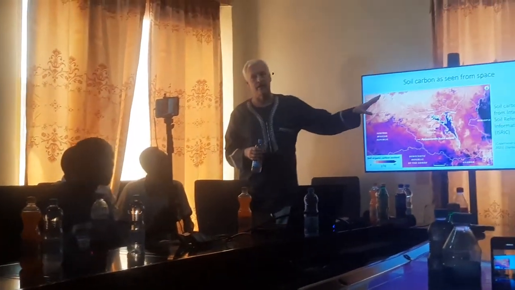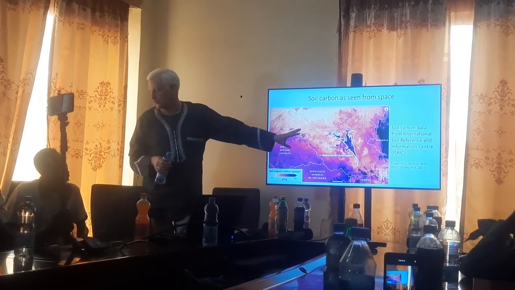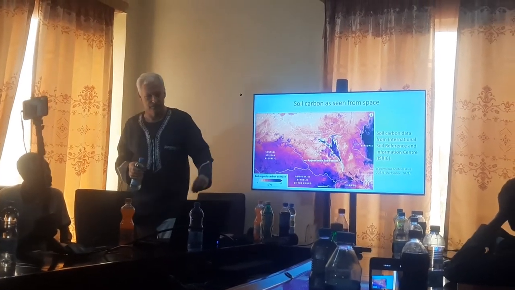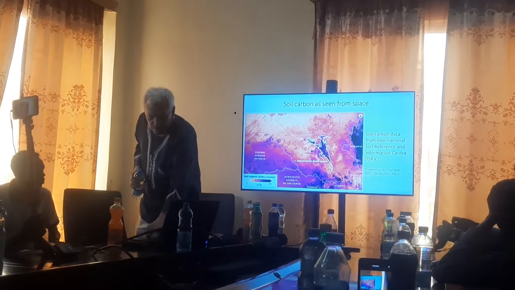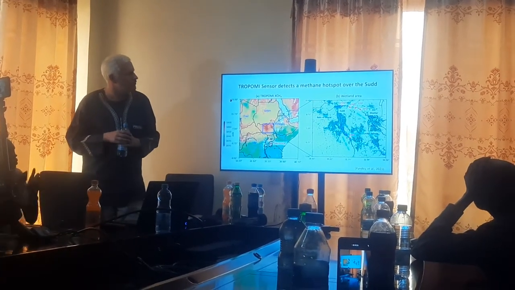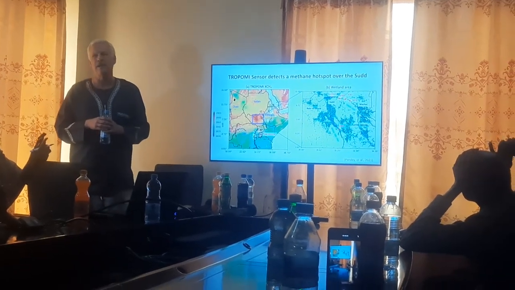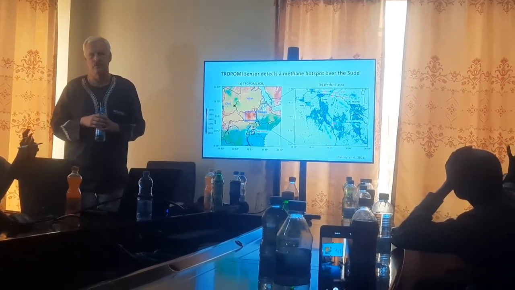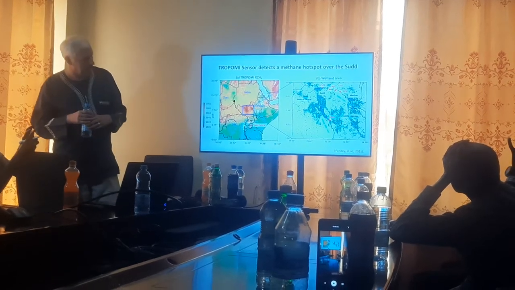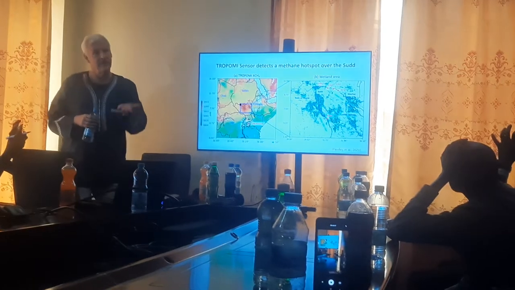Now we're going to change. We're going from carbon to methane. And here, the idea that I want you to keep is that it certainly is a sink. You can see that with the image. Now we're looking at a tropospheric measuring instrument. Basically, it's looking at methane emissions. And what do you see? So this is methane that's coming off.